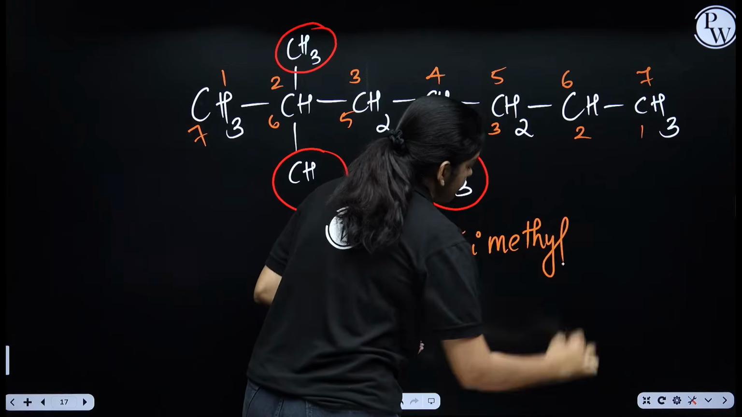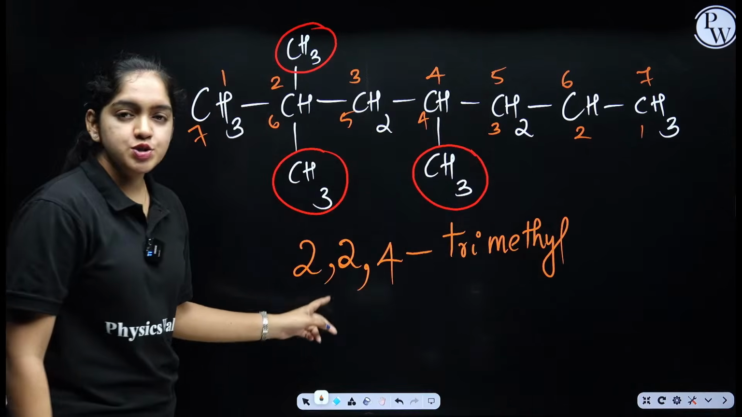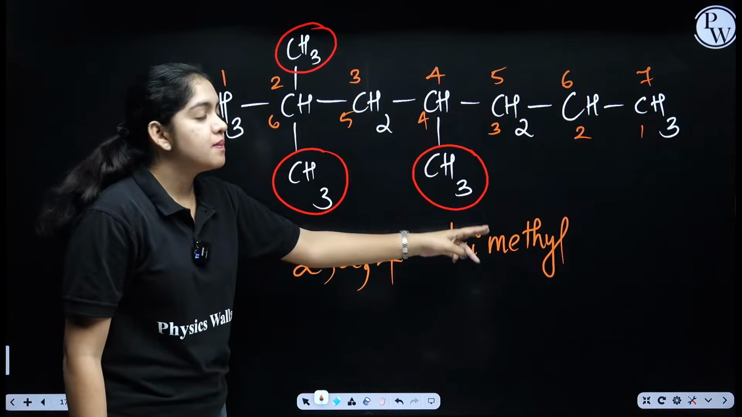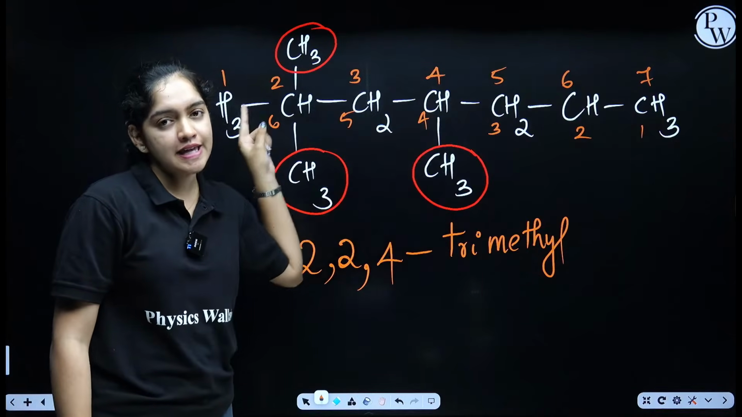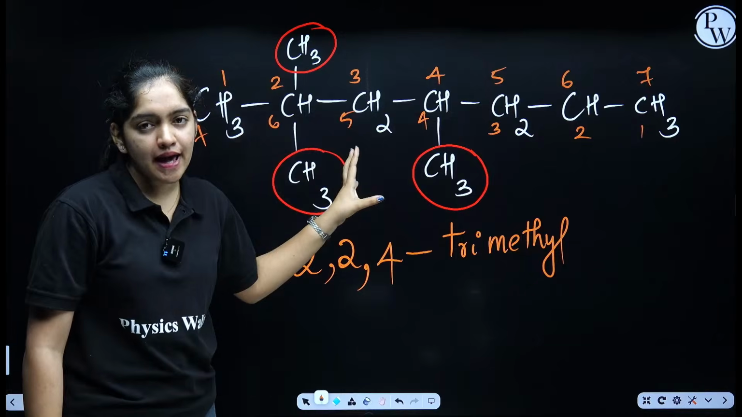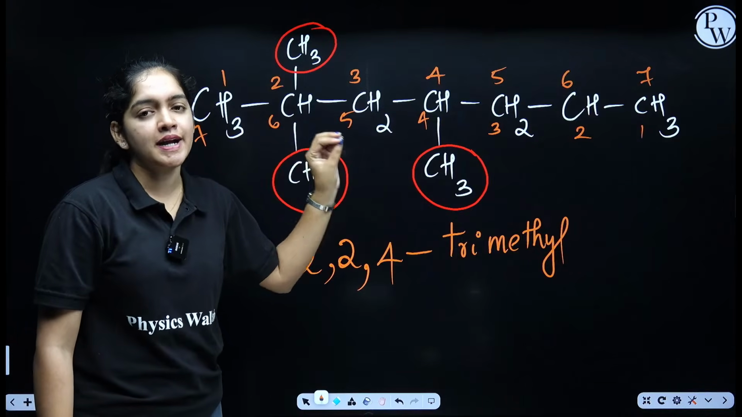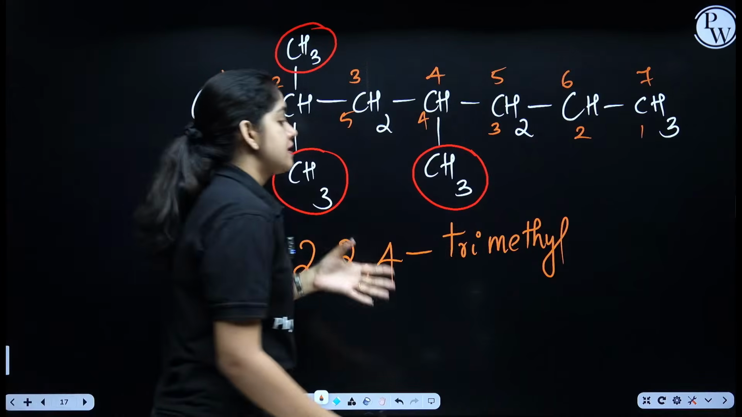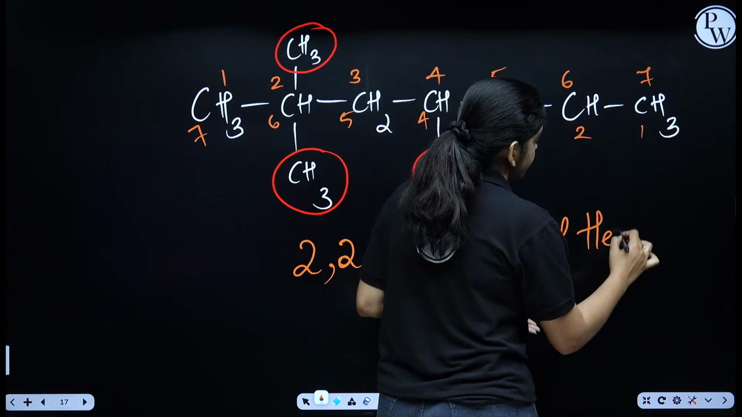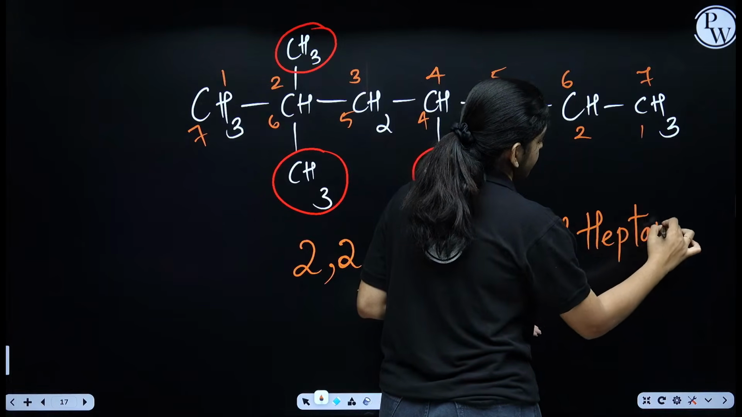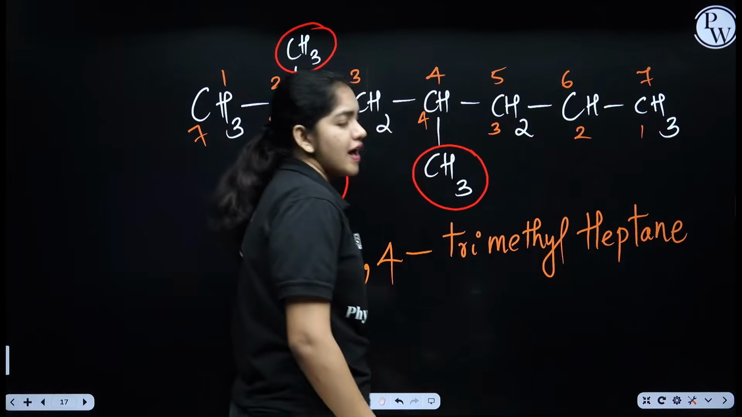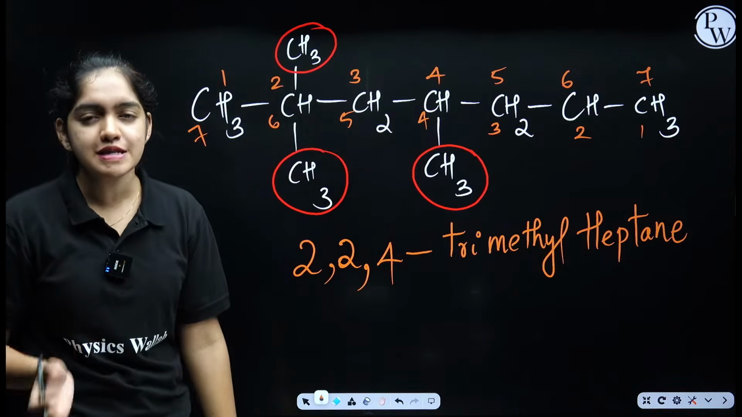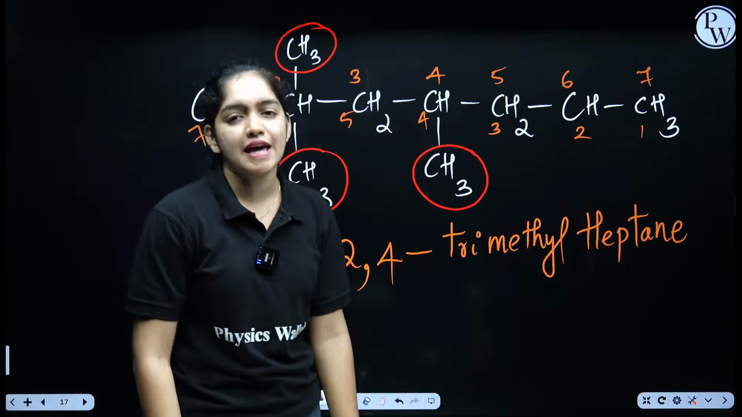Trimethyl. 2 comma 2 comma 4, trimethyl, and the longest chain has 7 carbon atoms. So 7 means what will be the name? The ending name will be what? Hep. Heptane. Trimethyl heptane. Why is it ending with ANE? Because all the bonds are single bonds. If it is a single bond, the name ends with ANE.